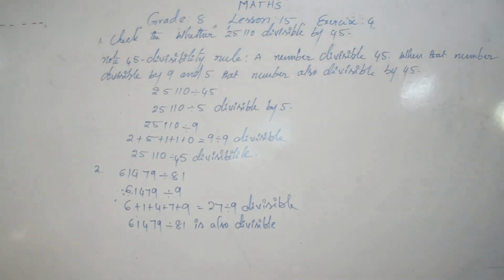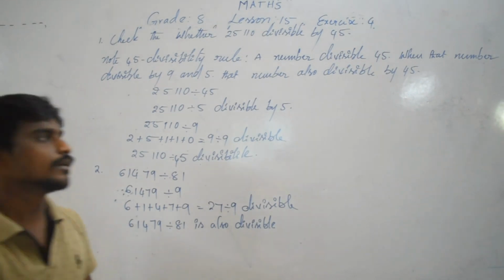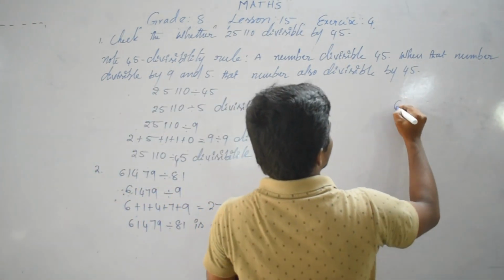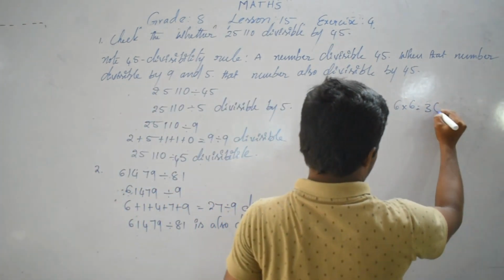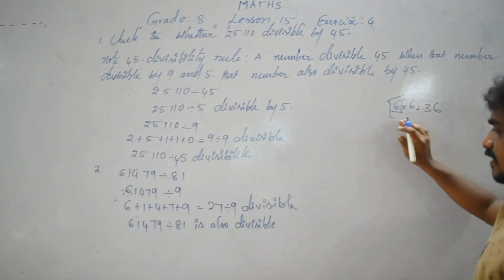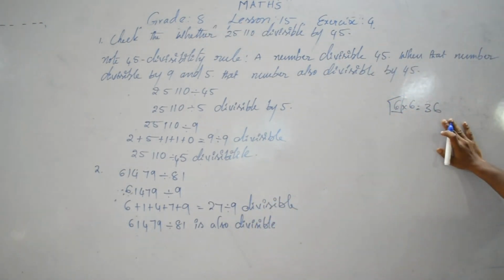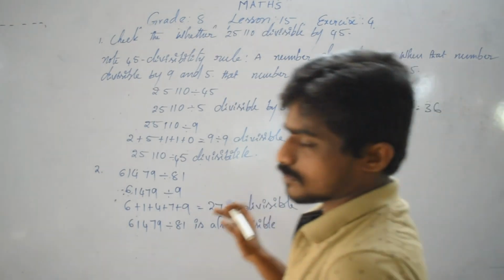Next one. Check whether 864 is divisible by 36, and verify whether 864 is divisible by all the factors of 36. So what is the 36 divisibility rule? Here, see, 6 6s are 36. So what is the 6 divisibility rule? As is the 36 divisibility rule also.